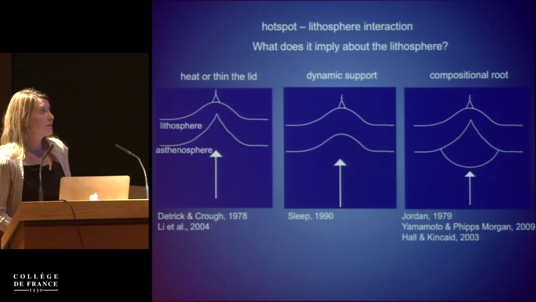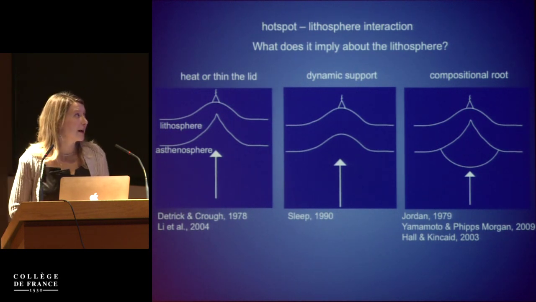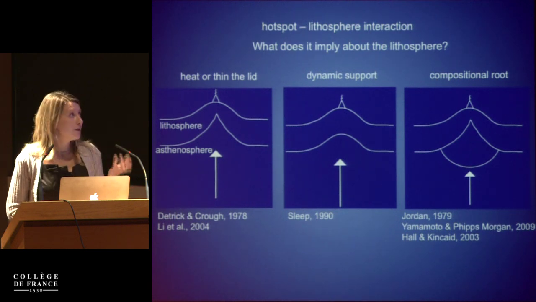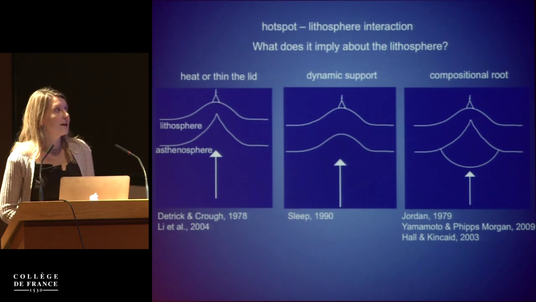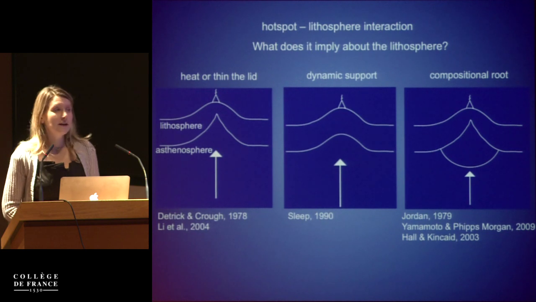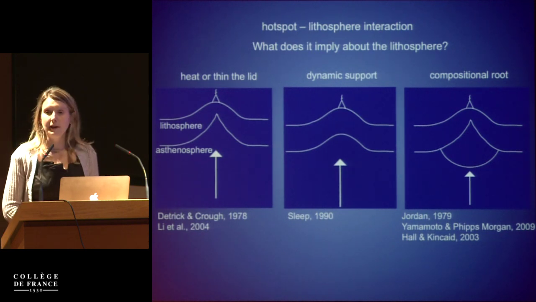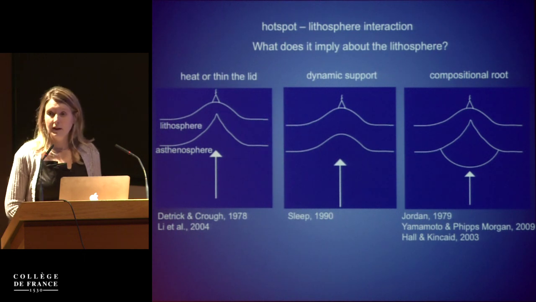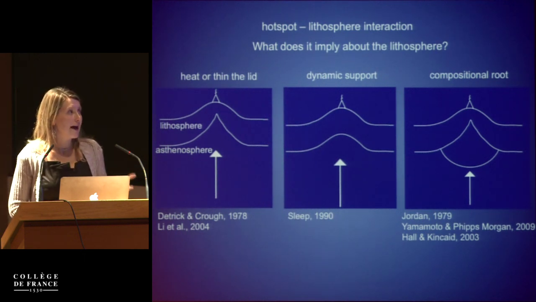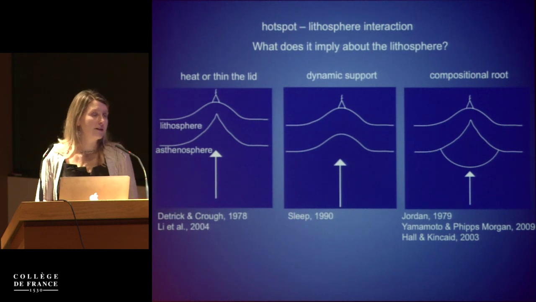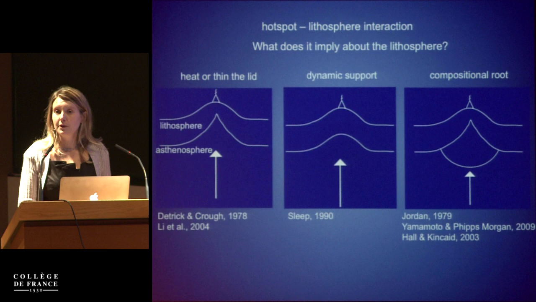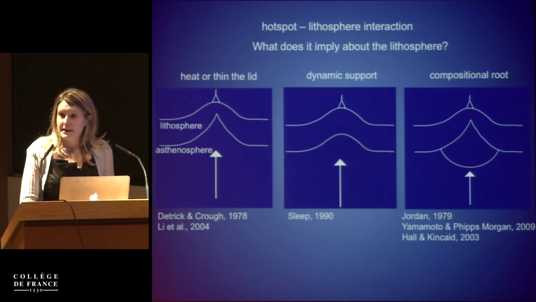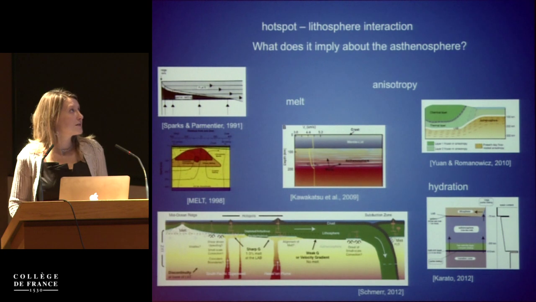So for instance, if the plate is thermally defined, we might expect that a thermal anomaly rising from below would heat the lid and necessarily thin it. Whereas if the plate is defined by composition, you might expect that a rising thermal anomaly would either upwarp it without thinning or actually add material to it, making it thicker by the addition of compositionally buoyant material. And so we can use these predictions to look at what mechanism is defining the lid beneath hotspot regions.